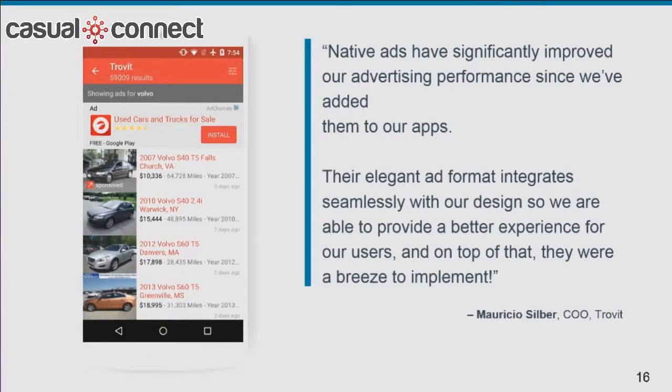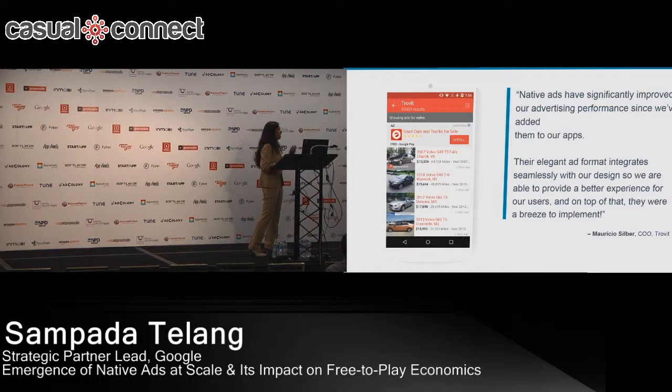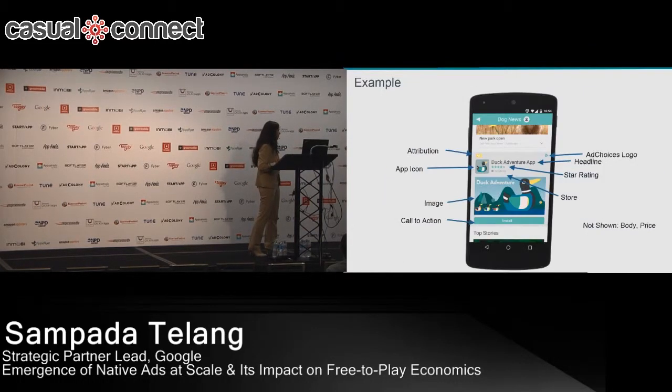But I also want to highlight that this is not just limited to gaming. We are working proactively with a lot of different types of publishers, even though they have different contexts. Some are more newsfeed oriented, others have a different context. So here, as you can see, Trovit is one of our partners. And this is an example of experience that they shared. In their case, they thought that native ads, one, significantly improved the advertising performance. Second, was elegant and more natural to their design. And then the third piece, it was a breeze to implement. So that's the piece that I want to focus on next.